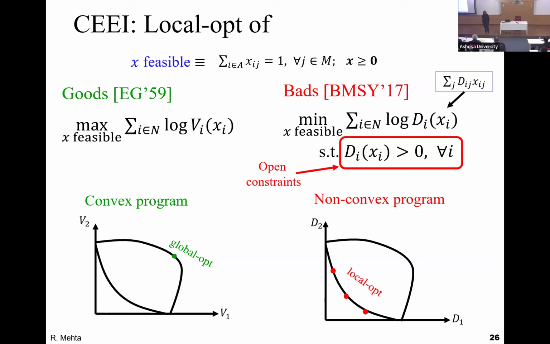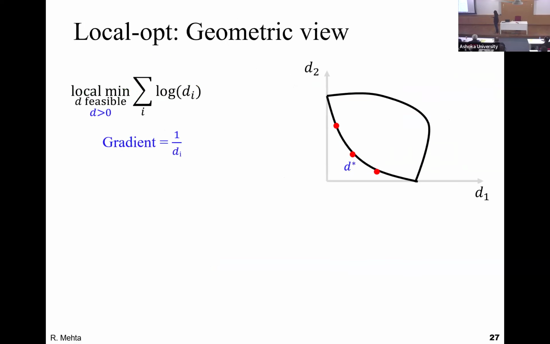Exactly. That's where you run into the problem, right? So if you try to apply gradient descent, that's where probably you will go, and that's the main problem. Okay. So before we go into the algorithm, I need to tell you about the geometry of this local optima.